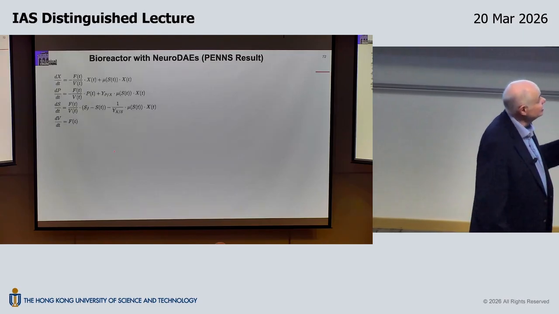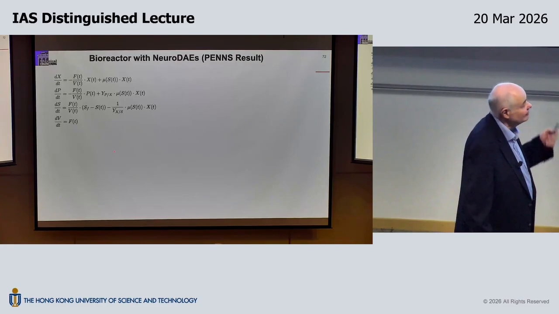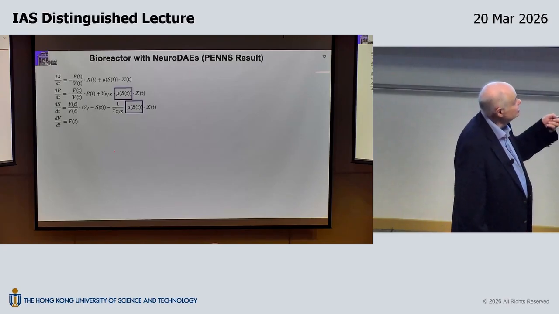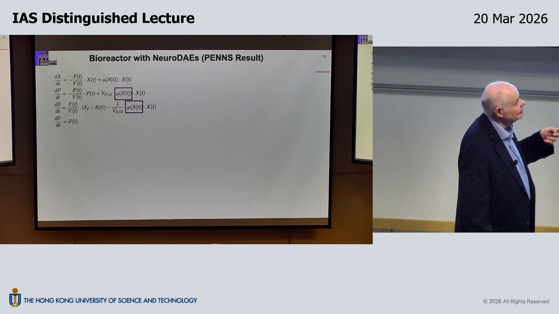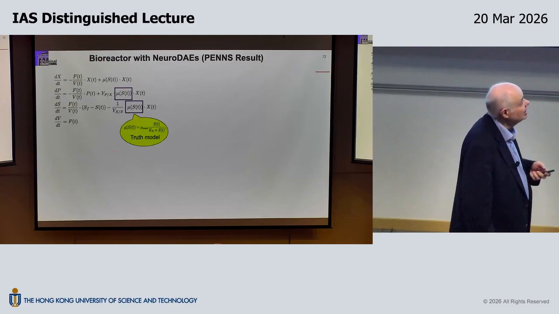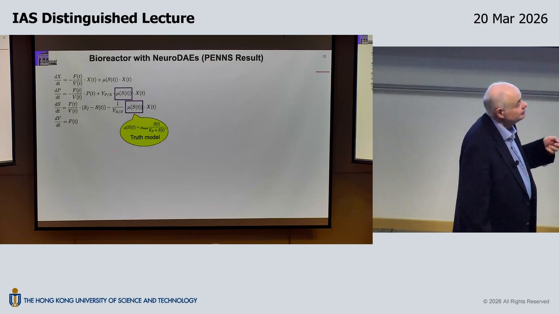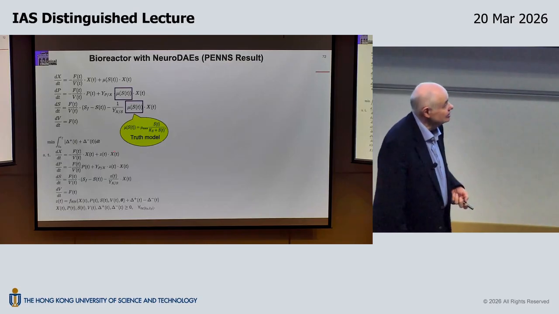And simple equations here, okay? We have biomass, we have our product, we have our substrate, and we have our volume. Control variable is actually the amount of feeding of our volume, okay? And what we're looking at over here is we're saying, I don't know this specific growth rate. That's the part of the physics I don't know. The rest of it is basically mass balances. Okay. The truth model is in here. And I want my digital twin to find my truth model.